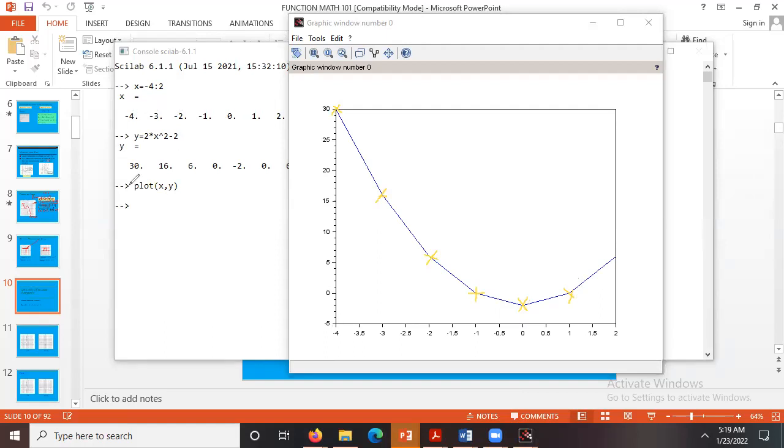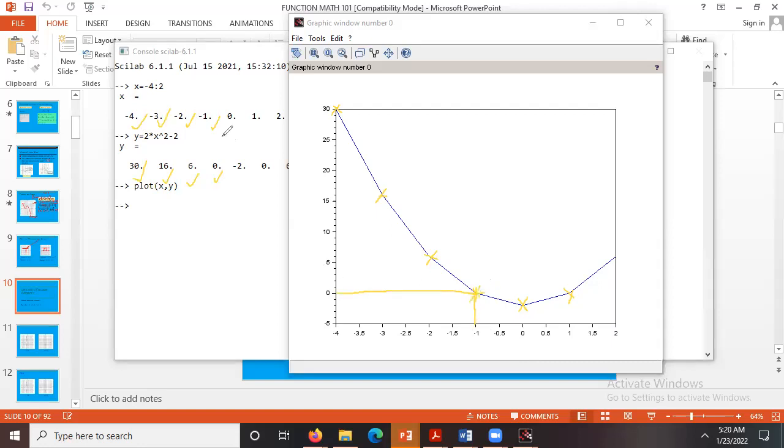-4 as against 30. Okay, that is it. -4 and 30. -3 and 16. -2 and 6. -1 and 0. So you select, let's say, -1 and 0. You come and locate -1, then you go all the way to 0, which is on the y, then you plot your point.